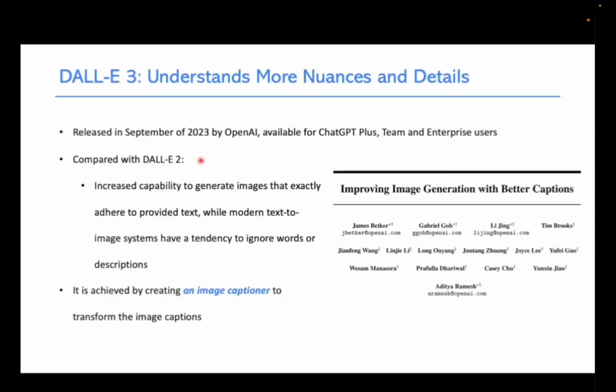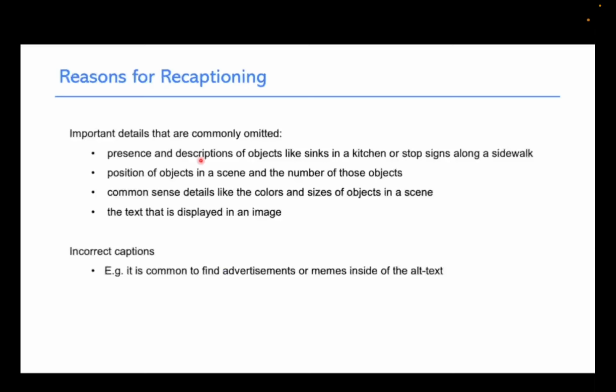And how is that achieved? It's achieved by creating an image captioner to transform the image captions. As we have mentioned before, in the text and image pairs that we find online, in the alt text or title or captions of the images, some important details are commonly omitted, like the presence and descriptions of objects, the position of objects, and common sense details, like the colors and sizes of the objects in a scene, and the text that is displayed in an image.